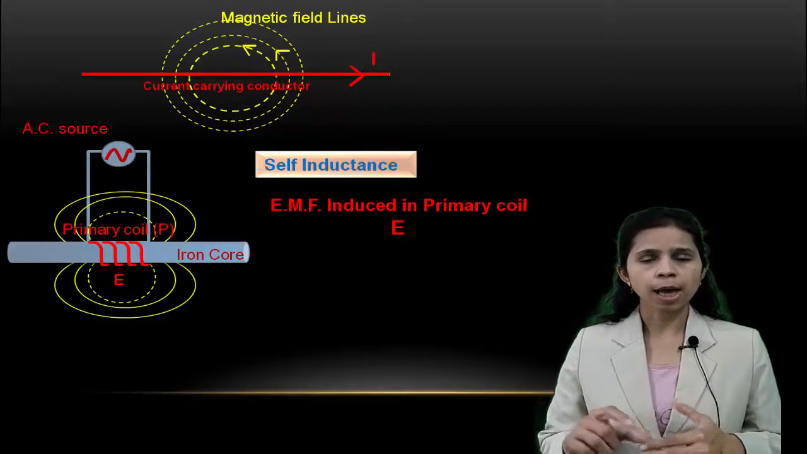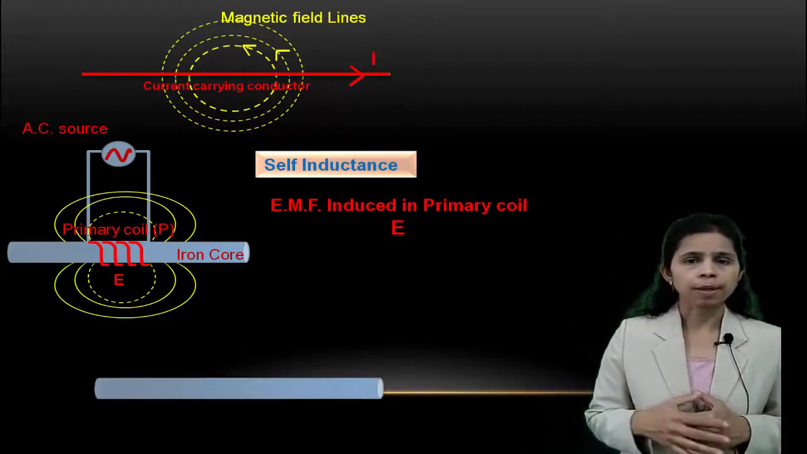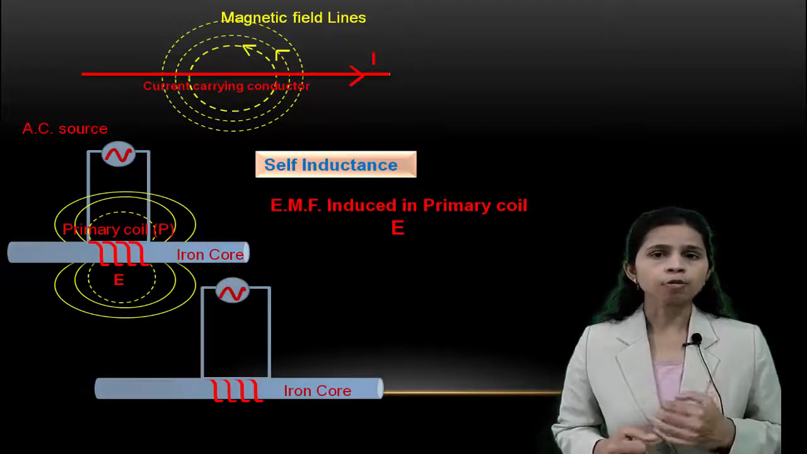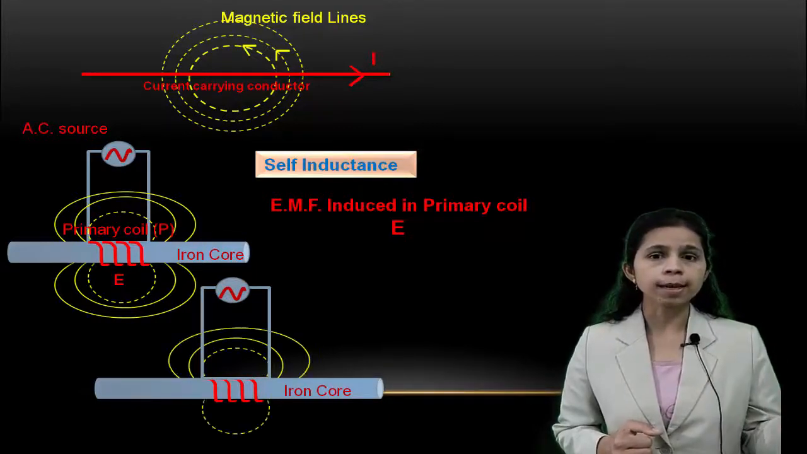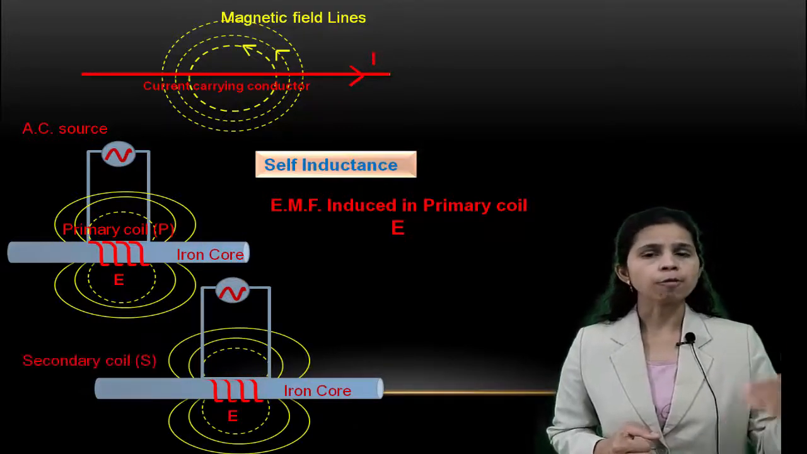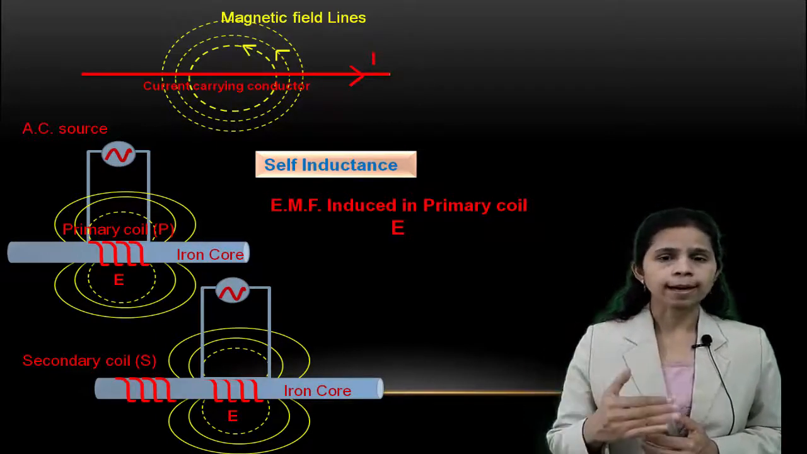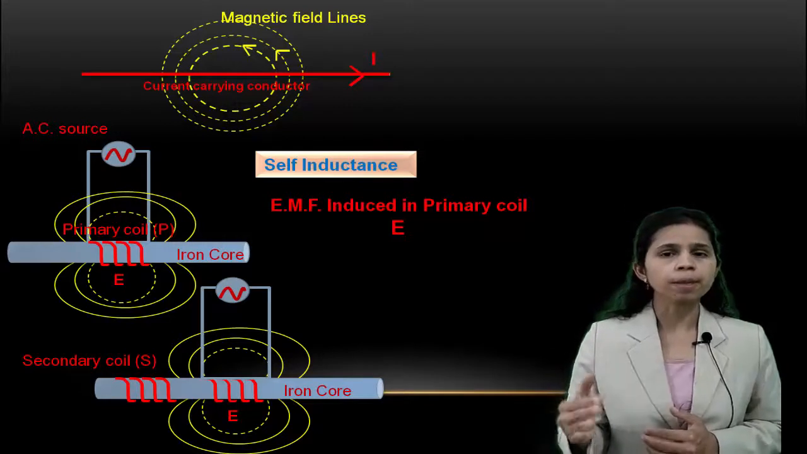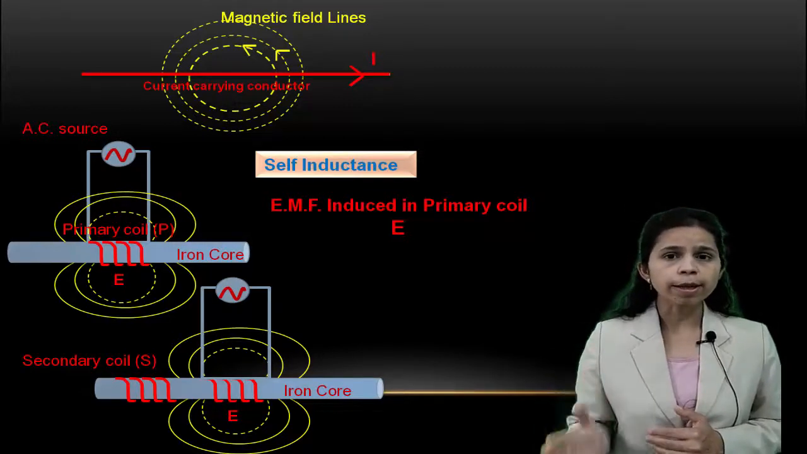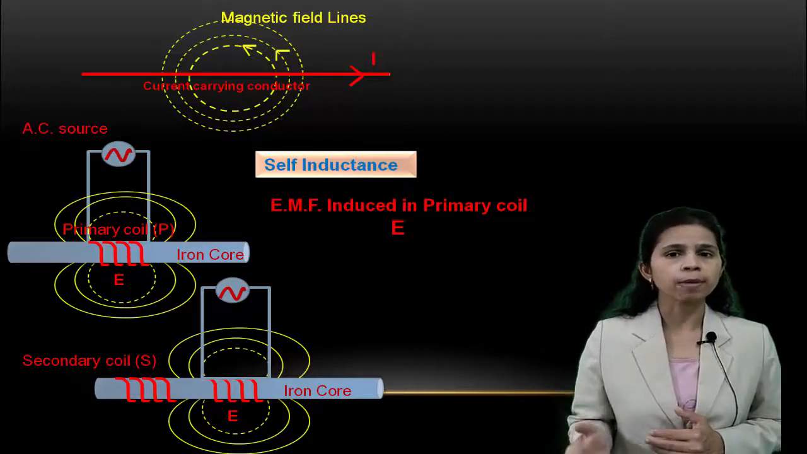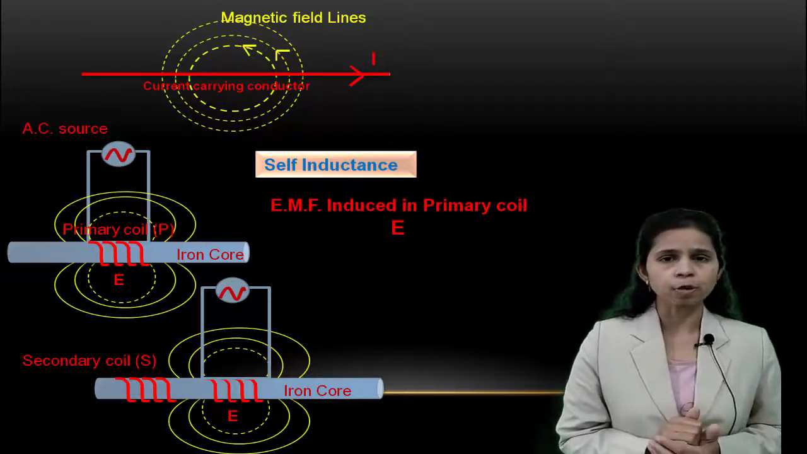Now again, if we have a core, and the primary coil is on the core and connected to an AC source, but now there is another coil, say a secondary coil, which is wound around the same iron core. Due to AC current, the changing magnetic flux which is linked with the primary coil, and also linked with the core, will also be linked with the secondary coil.